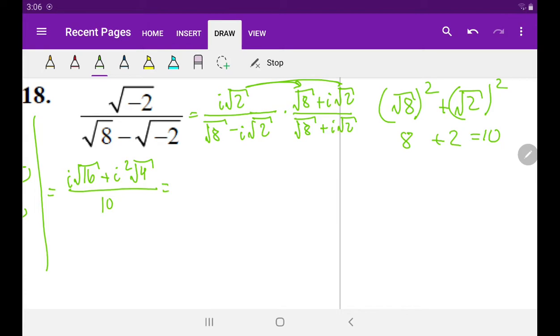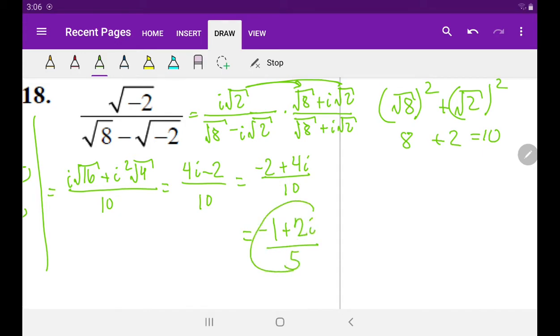Okay, now the square root of 16 is 4, so I'm going to have 4i. This i squared turns into a negative, so we have a negative there, and then root 4 is 2. And then this is all over 10. We would really prefer to write this with our real number first. So we'll rewrite this as negative 2 plus 4i over 10. And then all of these are even, so we can divide all of those by 2, and we'll get negative 1 plus 2i over 5.